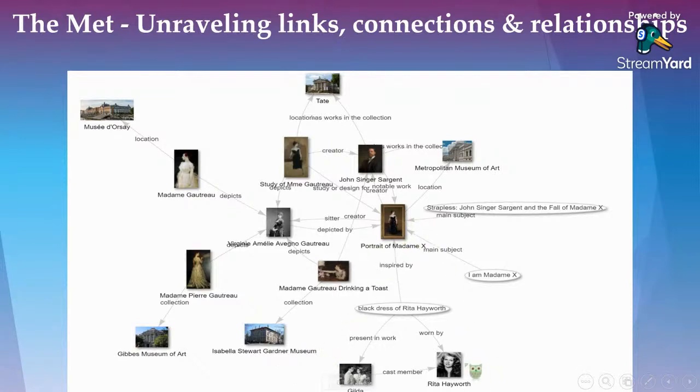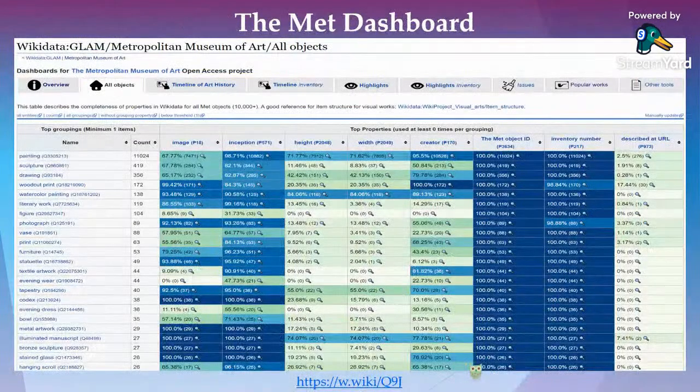It's really interesting, this example, because that piece of information was unknown to the curator. And that is, again, the power of linked open data: once we're structuring data and then querying it, we can suddenly see or unravel connections and relationships that we didn't know about before.